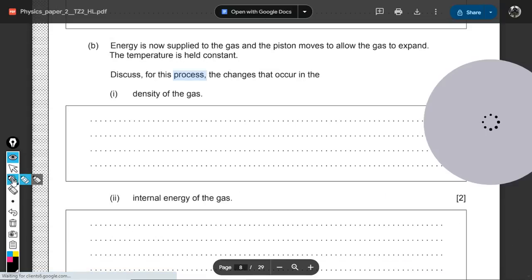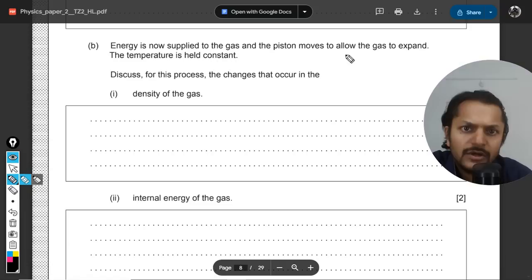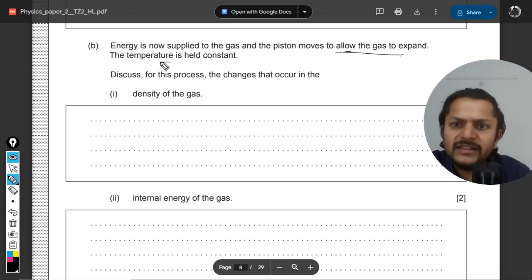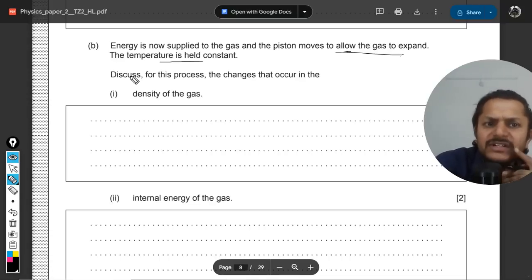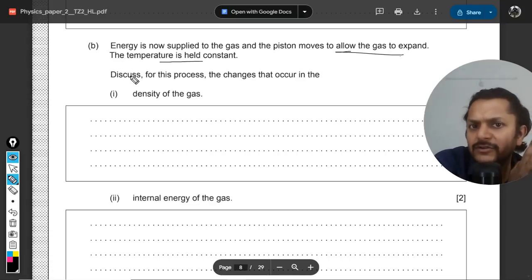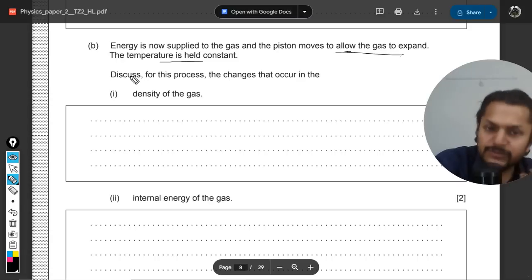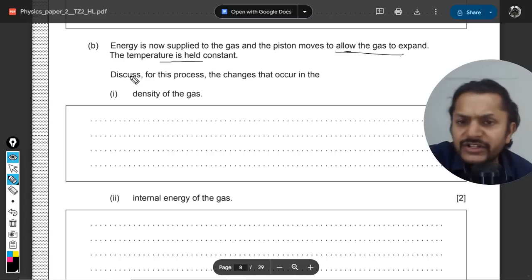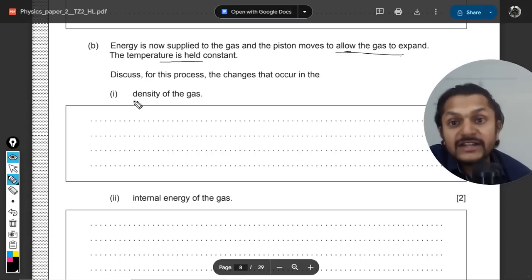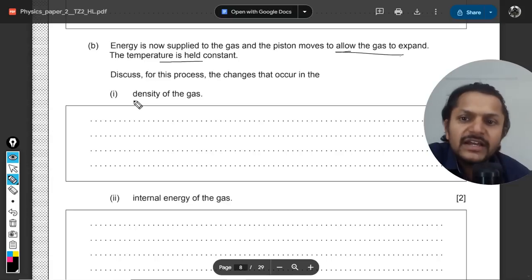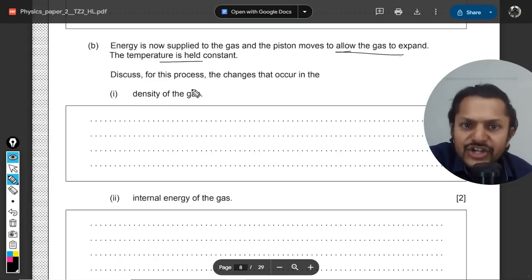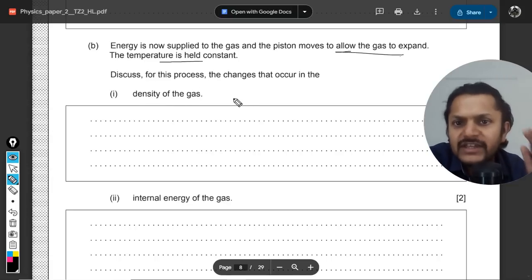Energy is now supplied to the gas, and the piston moves to allow the gas to expand. The temperature is held constant. Okay, the energy is supplied, the piston moves to allow the gas to expand, so volume increases, temperature is held constant. So now this is kind of an isothermal process. Discuss for this process the changes that occur in the density of the gas.